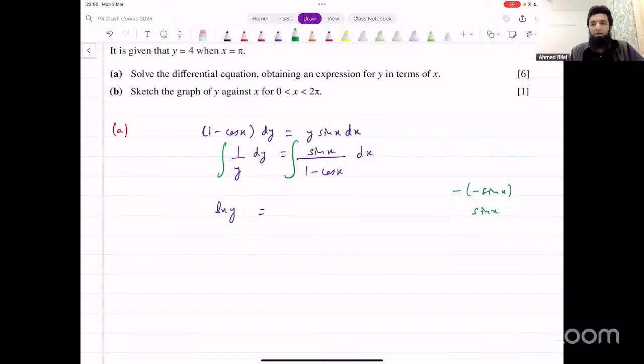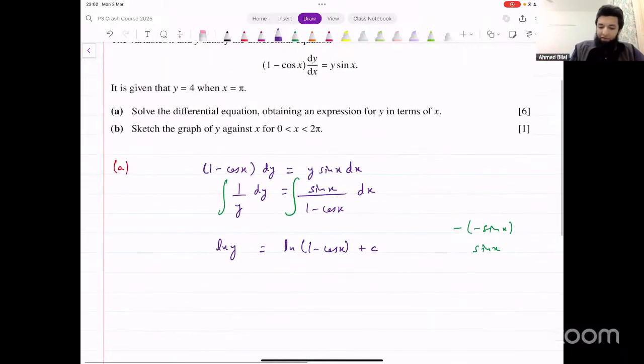So we already have that form. Numerator is the derivative of the denominator. We don't have to change anything in this. This directly integrates to ln of 1 minus cos of x plus c. All right. So we have integrated this now.